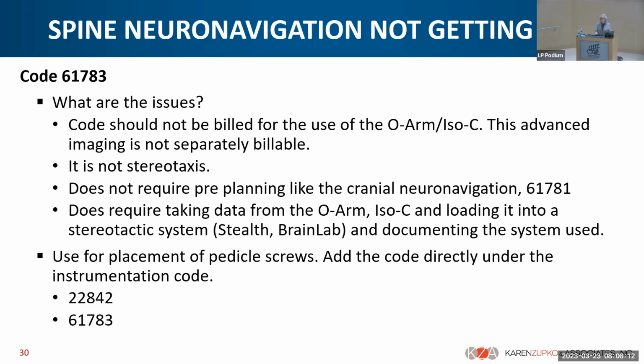And cranial navigation is pre-planning, and that's a lot easier. All you've got to say is that, based on the Brainlab trajectories, we've identified our location as here with the neuronavigation system. That's all you've got to say, and that's 61781 for intradural neuronavigation.